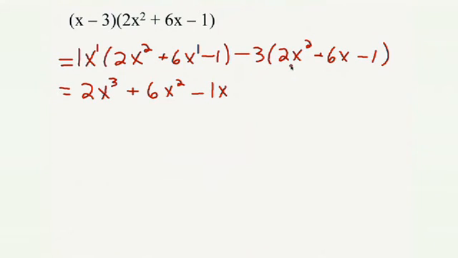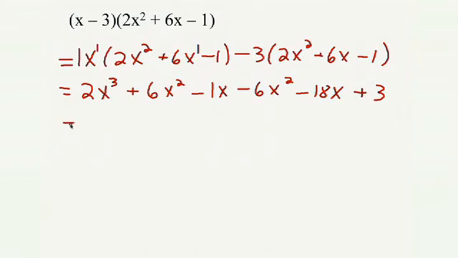Over here, negative 3 times 2x squared is negative 6x squared. Negative 3 times 2 is negative 6. Carry along the x. Negative 3 times positive 6x is negative 18x. Again, the negative 3 times positive 6 is negative 18. Just carry the x along. And finally, negative 3 times negative 1 is positive 3. All right, so we finished all the multiplying we have to do.